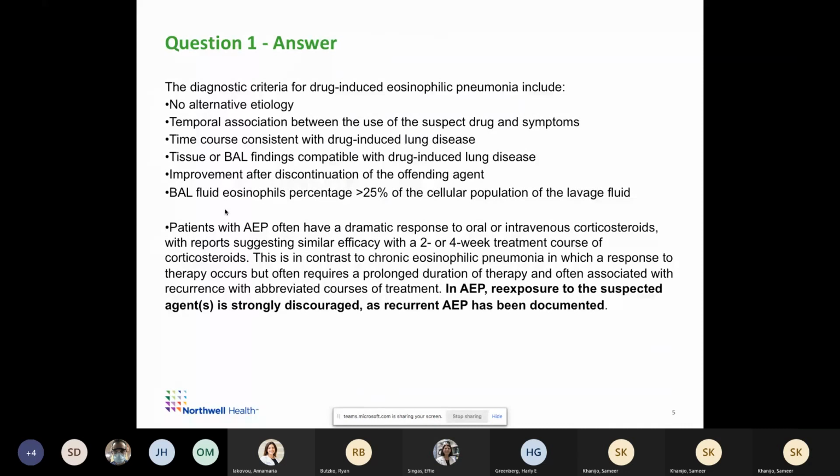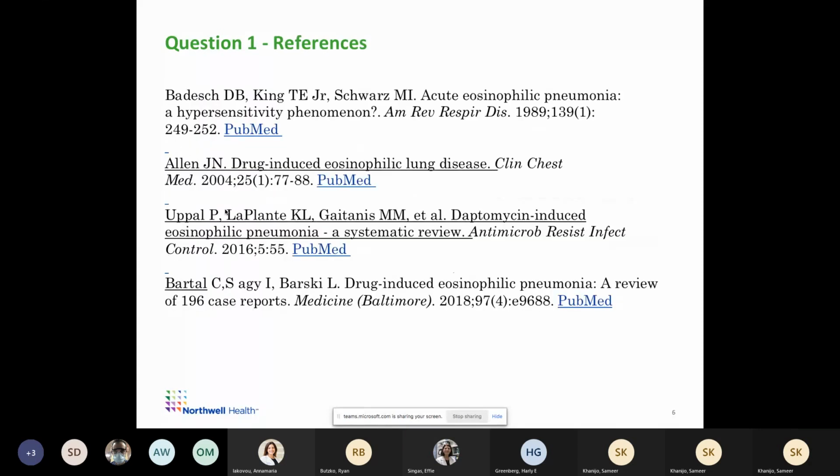And so then they go into a little bit about the diagnostic criteria for drug-induced eosinophilic pneumonias. And I believe this will probably get touched on in your eosinophilic lung disease talk as well. But it's something that has no alternative etiology. You have a BAL with an elevated eosinophil percent, and really discontinuation of the offending agent is the hallmark of therapy, and then plus or minus steroids. In this case, if you see acute eosinophilic pneumonia with daptomycin, you are discouraged from re-challenging patients. Again, not something that we want to do. And then just some references if you want to look this up later.